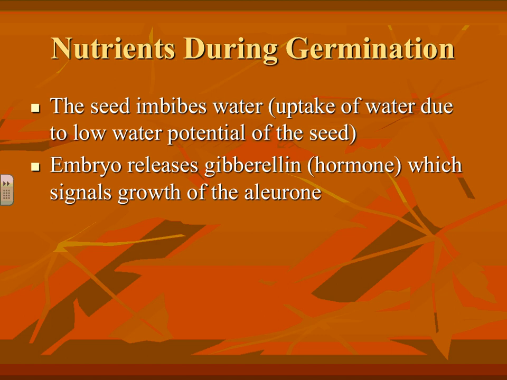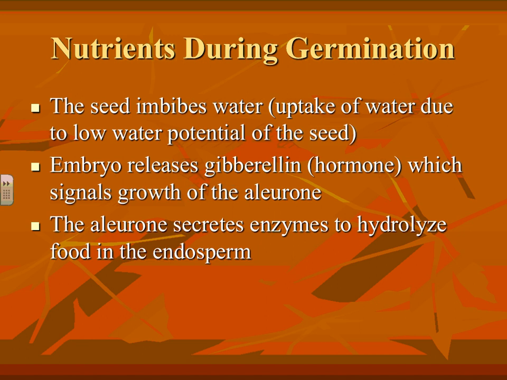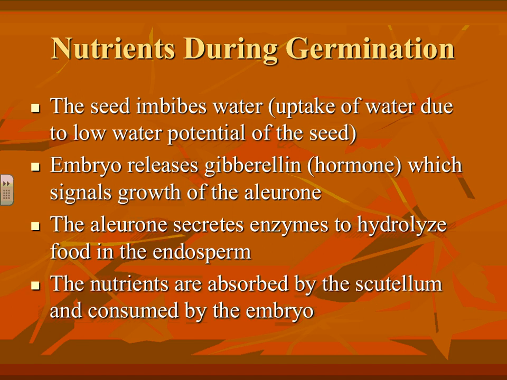The embryo is going to release a hormone called gibberellin. You learned about this in one of the Bozeman videos recently. And the gibberellin will signal the growth of the aleurone. The aleurone will secrete enzymes, which will hydrolyze food in the endosperm, which means it's going to start to break it down. And then those nutrients are now available to be absorbed by the embryo.